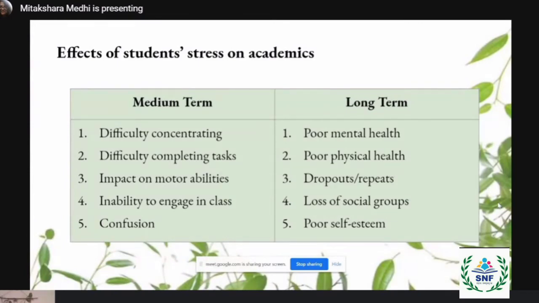Next is inability to engage in class. You feel tired all the time. So you're not able to engage in the debates and dialogues that go on in the class. You're also not able to engage with your peer group. You're not able to contribute properly in the projects. So that is another impact.